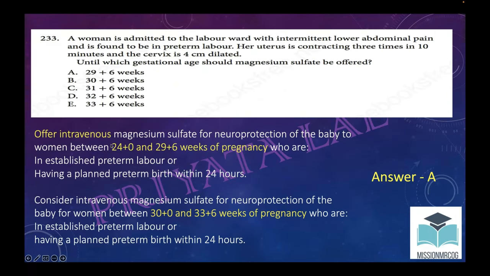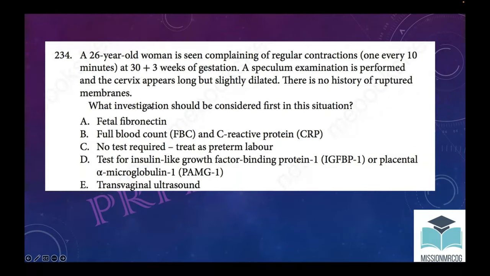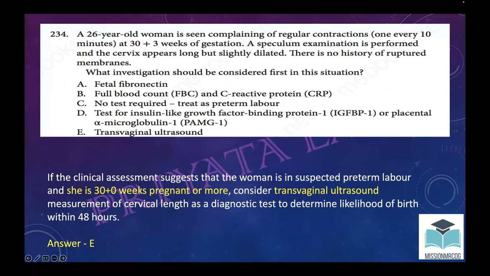So if the patient is at 30 weeks plus 3 days, PS shows the cervix long, fully but slightly dilated, no rupture of membrane, what should be done first? Insulin-like growth factor and PAMG testing. TVS now. No history of ruptured membrane. Why would you do that test? TVS. Yes, TVS. If it is more than 30 weeks, then either you will do FFN or a transvaginal ultrasound. If the cervical length is more than 15, then the patient is not going to deliver. Otherwise, the patient is going to deliver.